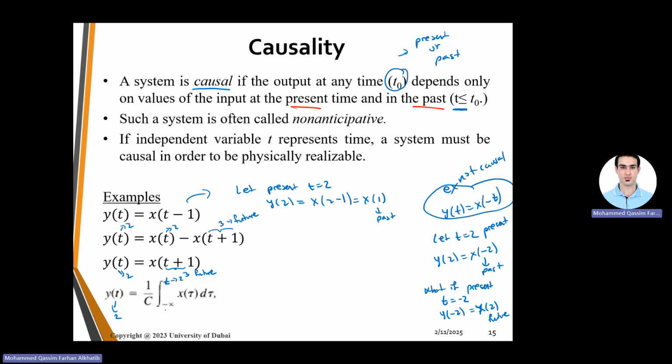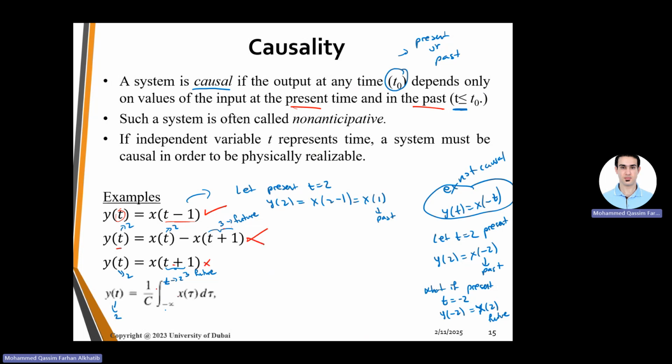So for example, this one, y of t equals x of t minus 1. For all values of t here, this point will be in the past. So this one is a causal system. This one here, let's assume t equals 2, x of 2 minus x of 3. My current time is 2, but I'm looking for a value at 3. So this is not causal because I'm expecting values in the future. Same thing here, not causal. Also, this one not causal.